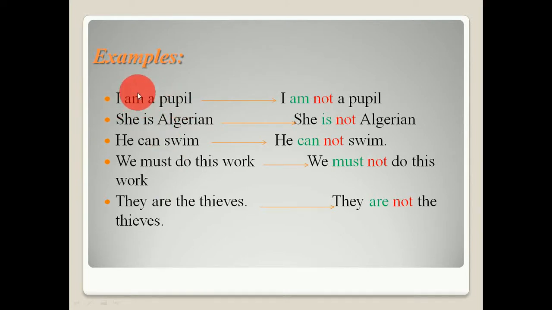I am a pupil. The verb to be. وش درنا هنا؟ we didn't add do not ولا does not, we just added not after to be. I am not a pupil. سهلة مهلة. She is Algerian. She is not Algerian. هذا كيف verb to be. He can swim. He cannot swim ولا he can't swim. We must do this work. We must not do this work. شفتوا زدنا برك not after to be ولا the modal verb.